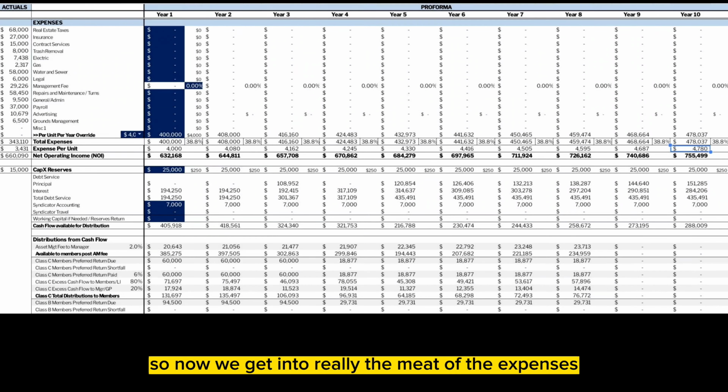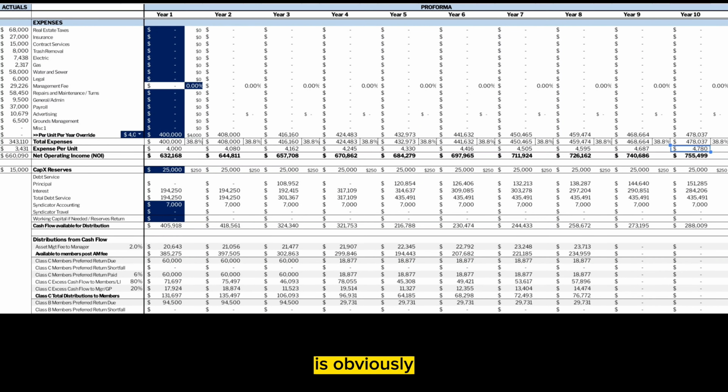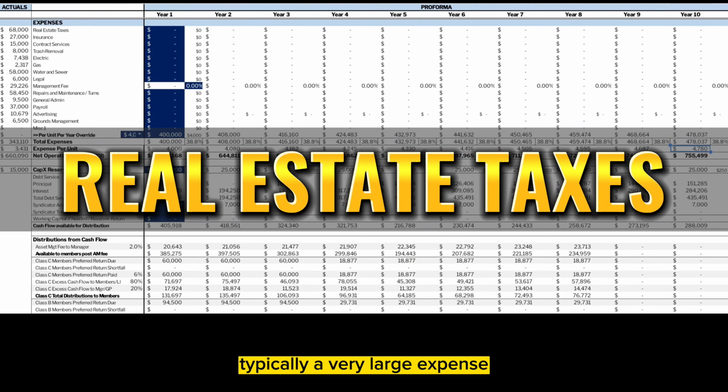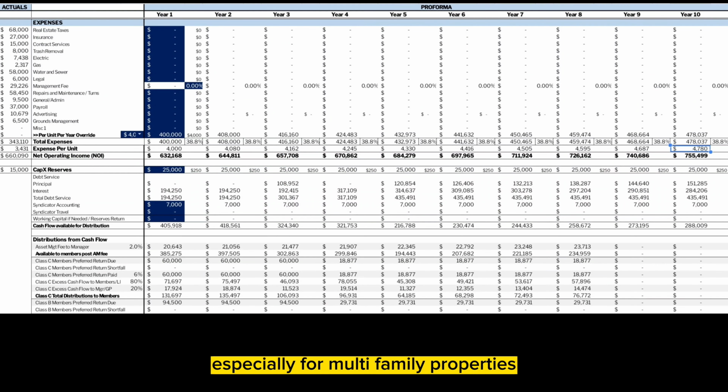So now we get into really the meat of the expenses. Real estate taxes are typically a very large expense, especially for multifamily properties. And this is something that, depending on the municipality and county, can be reassessed at the purchase price that you're buying the property for, or maybe it's already reassessed on a market value basis every couple of years. It really depends.